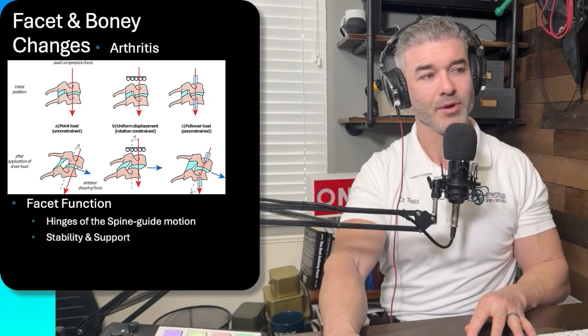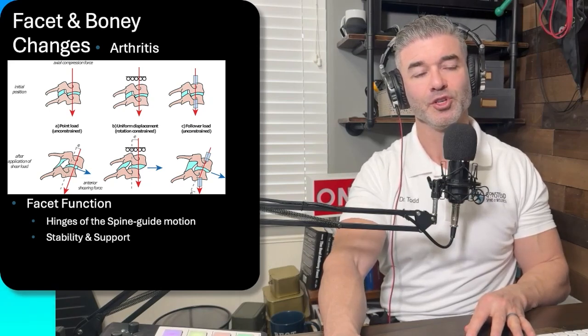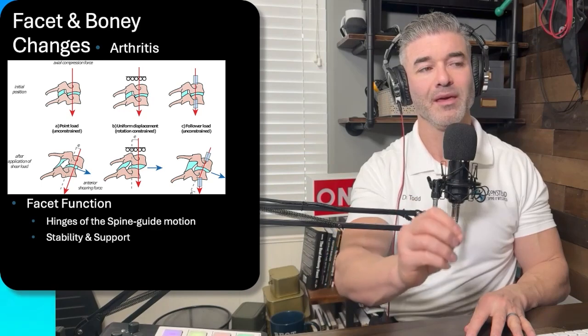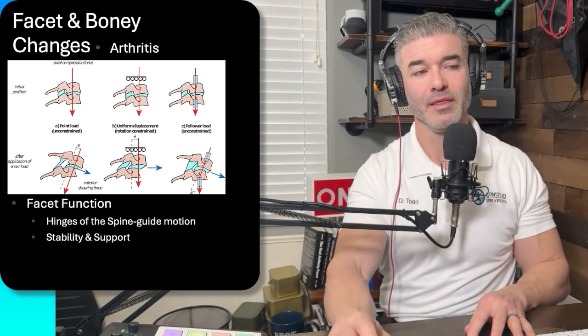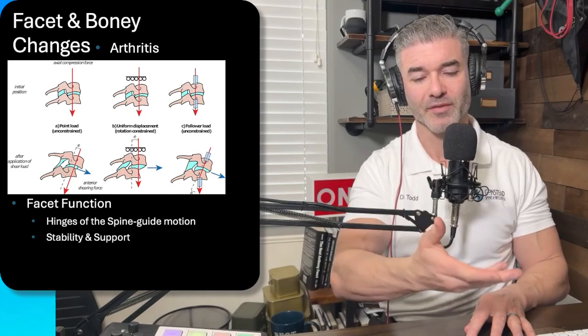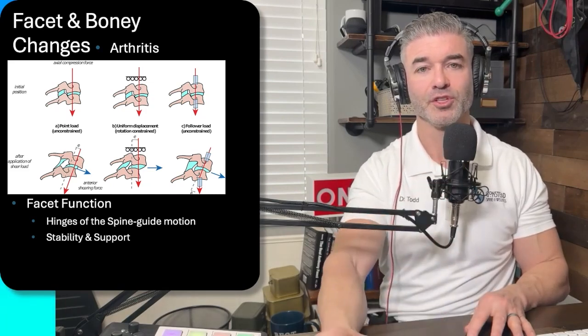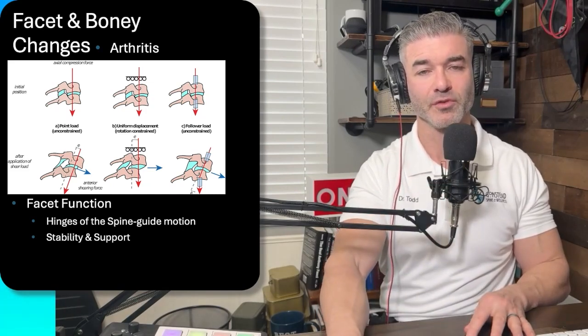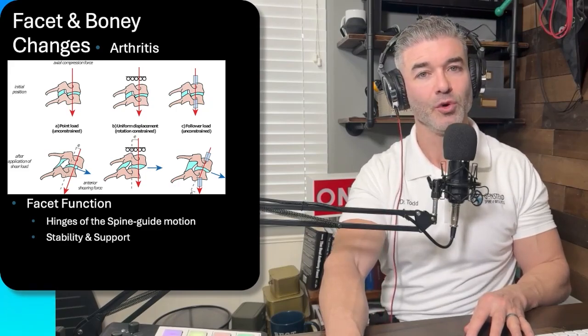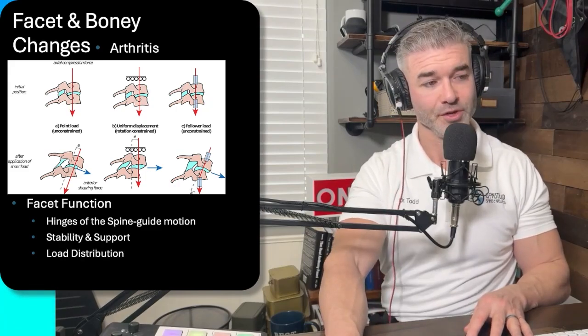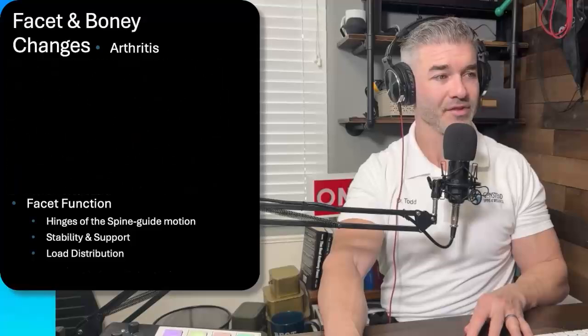Again, covered in a previous video, the alignment, the posture of the spine is going to directly affect the way that these different joints are loaded. The facet joint is going to be loaded in the most proper way when you have a nice forward cervical curve. When you have a reverse cervical curve or a big forward head translation, that will load the facet in an abnormal way. Load distribution, that's one of the things that the facets do.